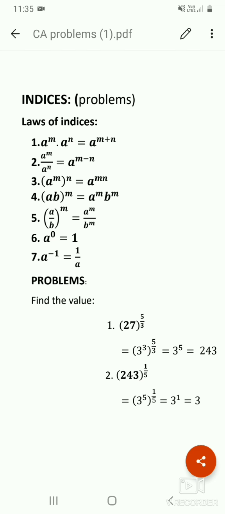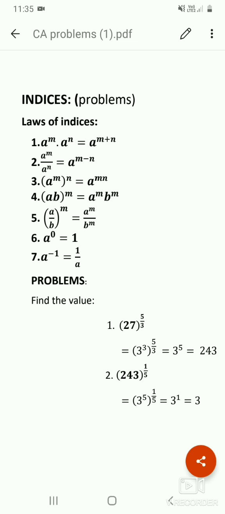The first law is a raised to m into a raised to n can be written as a raised to m plus n. The second law is a raised to m upon a raised to n can be written as a power m minus n. The third law is a raised to m whole raised to n can be written as a raised to m into n. The fourth law is ab whole raised to m can be written as a raised to m into b raised to m. The fifth law is a upon b whole raised to m is written as a power m upon b power m.